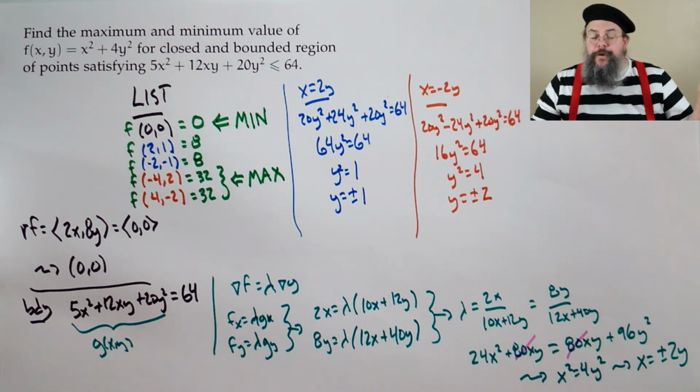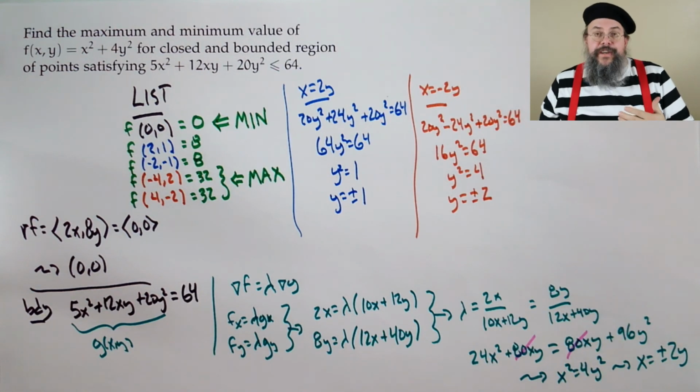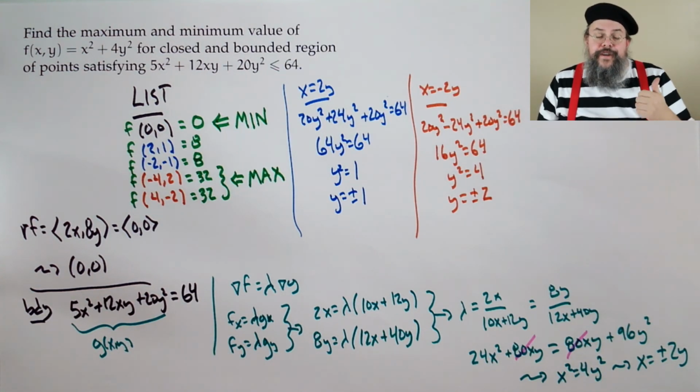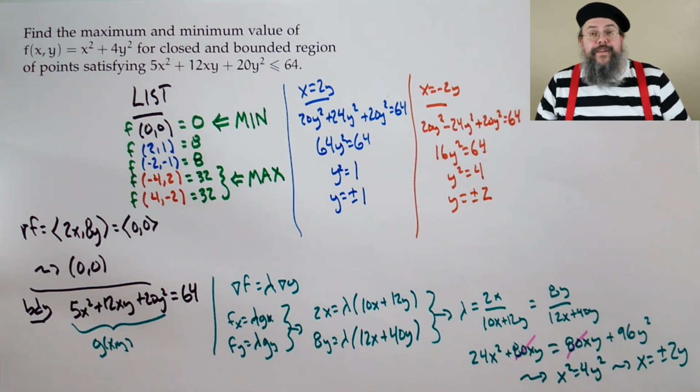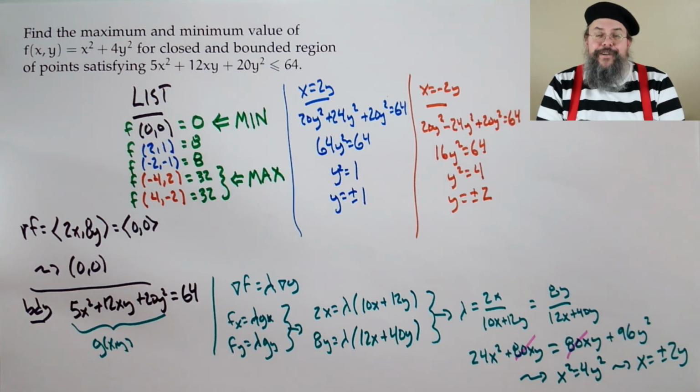Because the problem says, what are the max and min values for the function on this region? And the answer, the min value you can get is 0. That was pretty clear. The max, 32. Maybe not so clear. But we did the work, and we got our answer. What a nice way to finish.